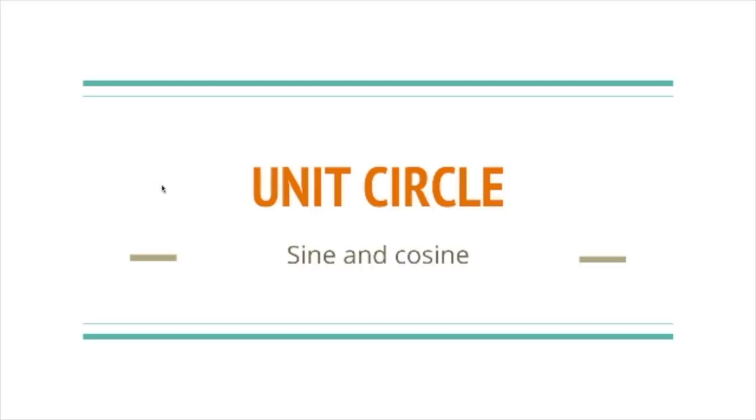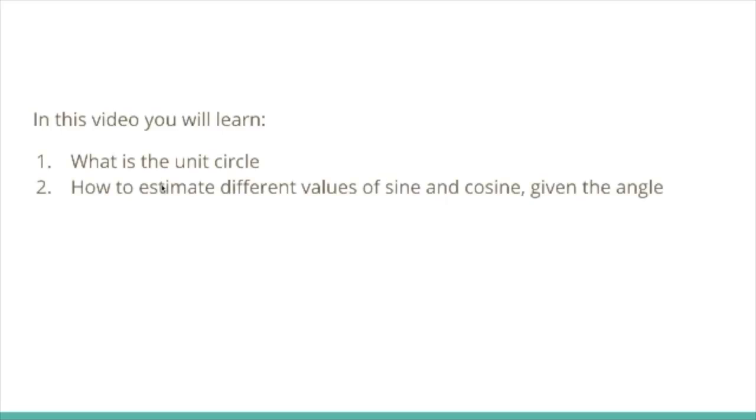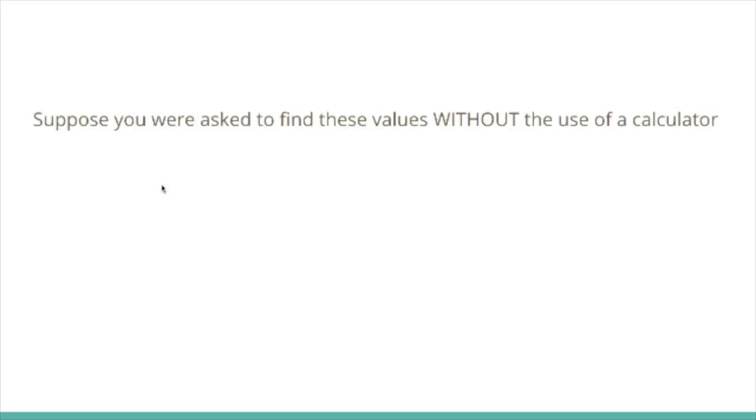Hi! In this video we will talk about the unit circle and how it can apply to sine and cosine. So in this video you will learn what the unit circle is, how to estimate different values of sine and cosine given the angle, and finding the relation between sine x and cosine x, so sine of some angle and cosine of some angle. So let's start with an example.